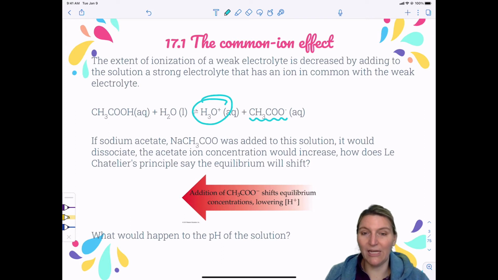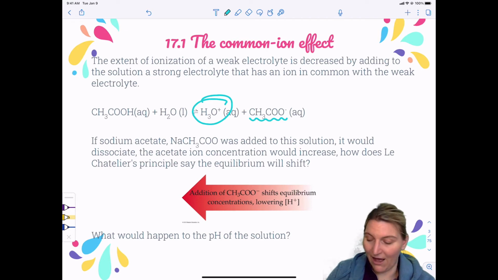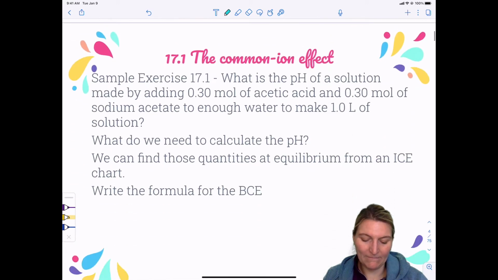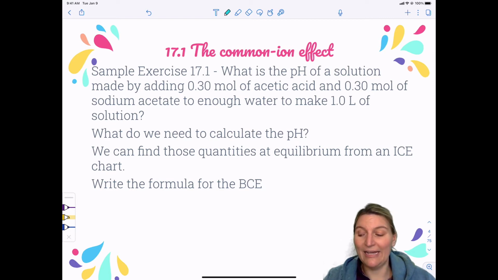And then if we decrease the H3O plus, what happens to the pH of the solution? And this is tricky. You have to really condition your mind to remember this, that if it's less acidic, it has a higher pH. So the pH actually increases in this scenario. Okay? So then the question here is, okay, so how much? Like this is actually now quantifying it rather than just looking at it from a Le Chatelier's principle standpoint. So what is the pH of a solution made by adding 0.3 moles of acetic acid and 0.3 moles of sodium acetate to enough water to make 1 liter of solution?